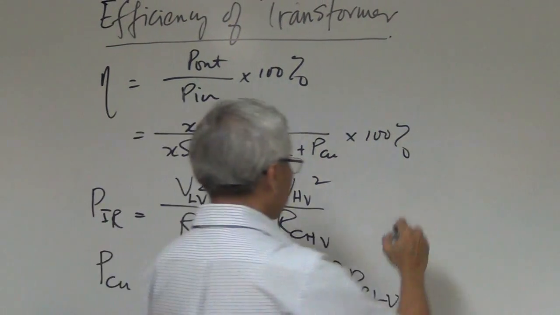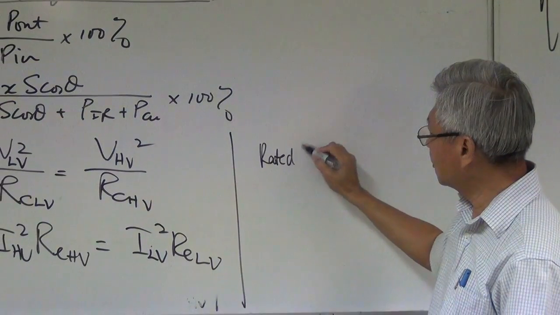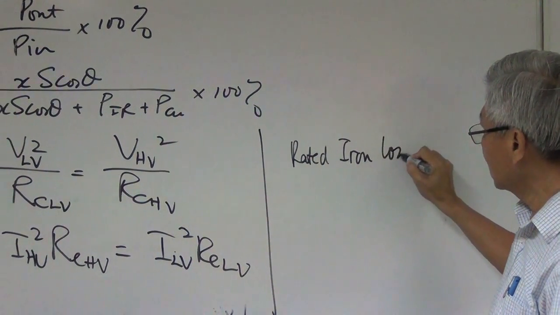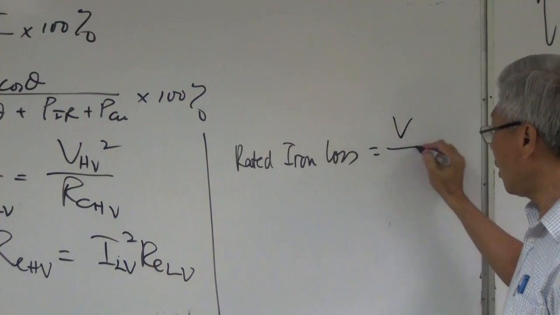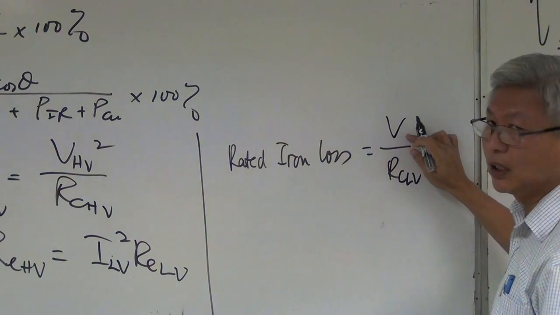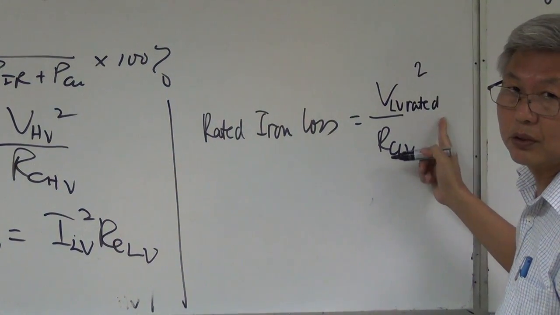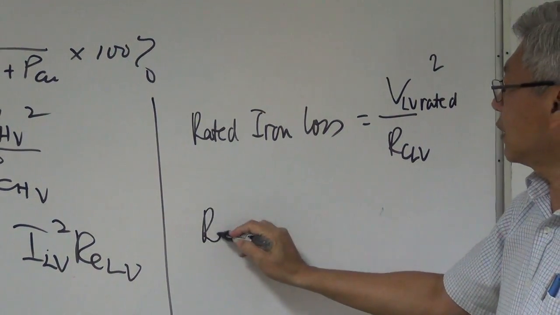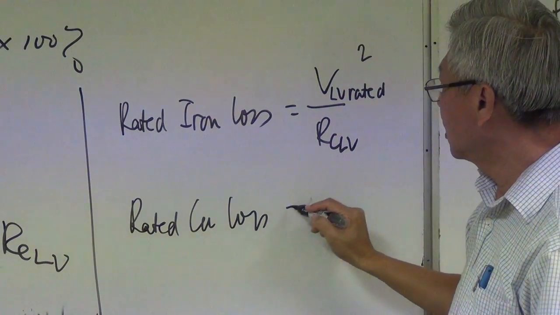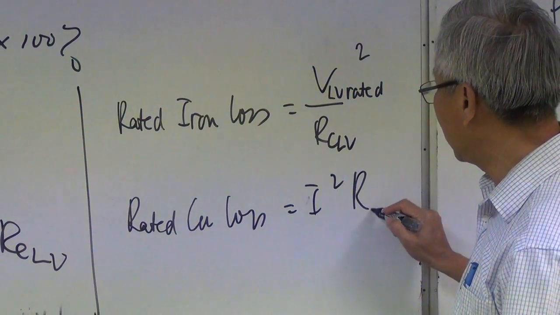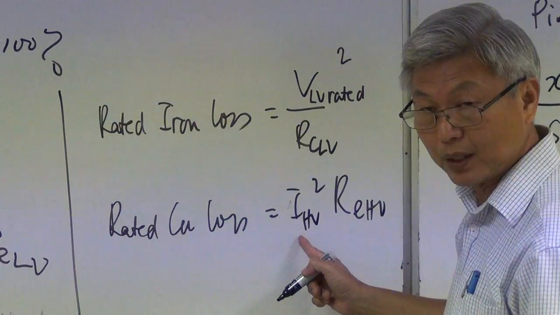Now, if the question asks you to find the rated iron loss, rated iron loss means the maximum. Then of course you use V squared on R still. But which V? Of course the maximum voltage. Right? And the rated copper loss, you use I square R. And if you are using REHV, then you use IHV, but it must be the maximum.